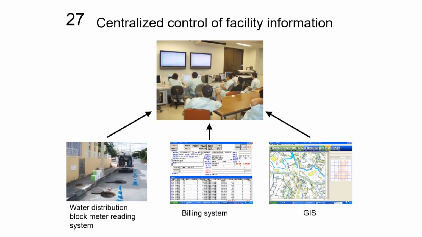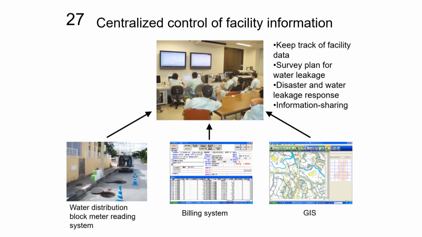Information from the distribution block meter reading system, billing system, and GIS are centrally controlled. Such centralized control has been very useful in keeping track of facility data, leak detection planning, improving response to emergency and accidents, and information sharing.